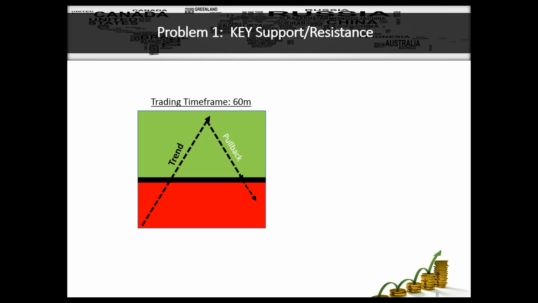Okay, but sometimes it doesn't hold there. It goes below you, and you get clipped. How many times have you guys gotten clipped? Okay, in order to be a trader, you have to be clipped at least once or a couple of times.